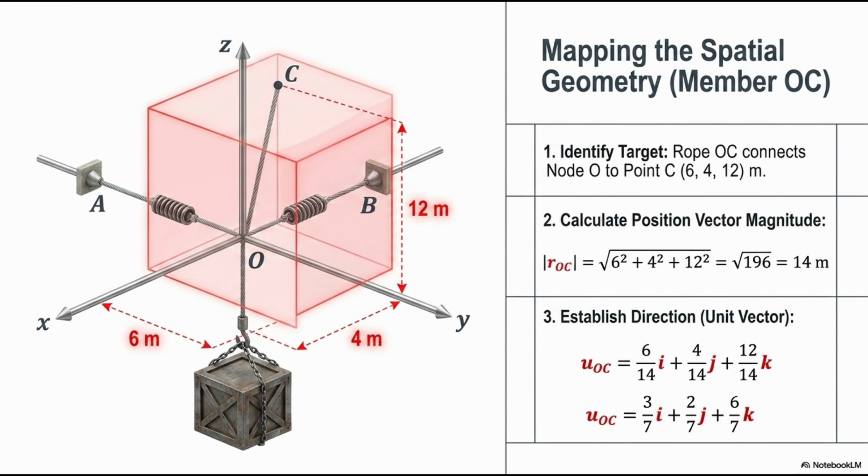We begin by constructing the unit position vector for rope OC based on its spatial coordinates, establishing its directional unit vector and force components. The force vectors for spring OA, spring OB, and the downward weight are expressed accordingly.